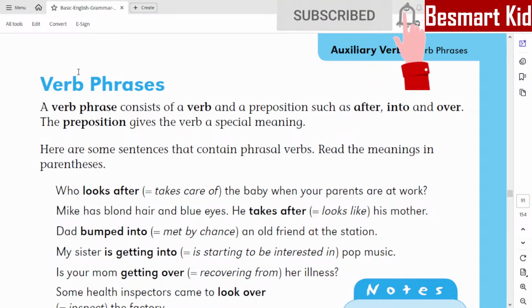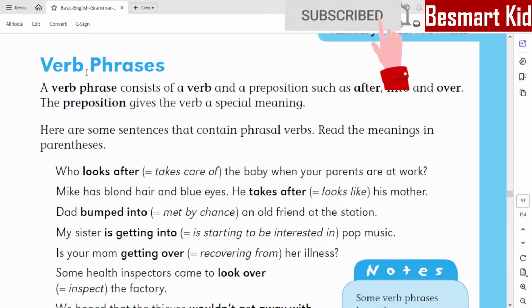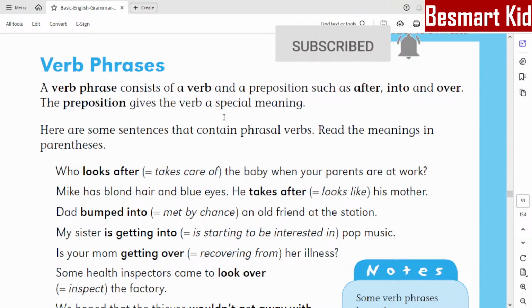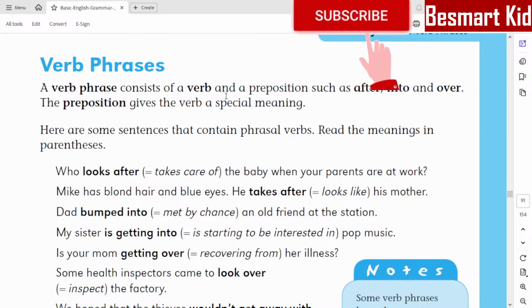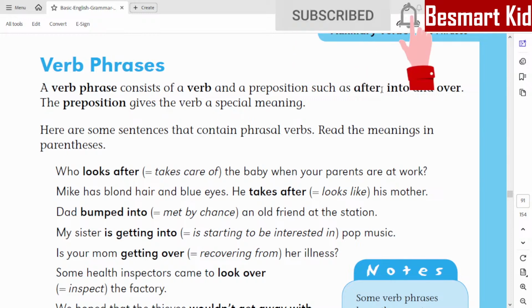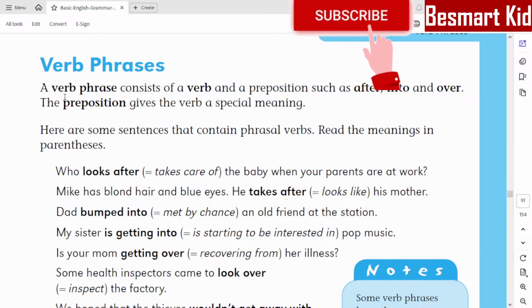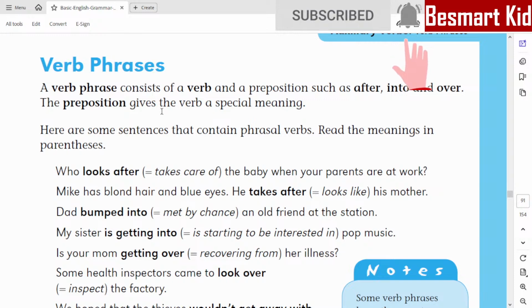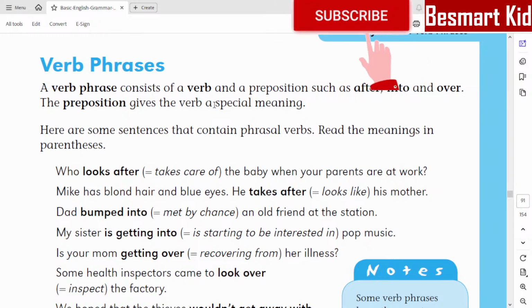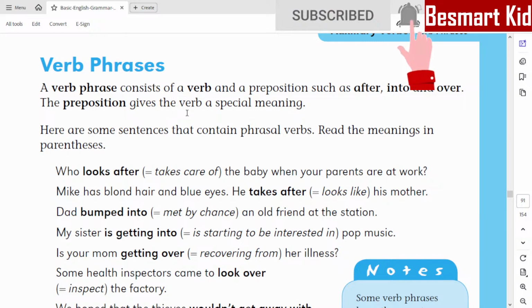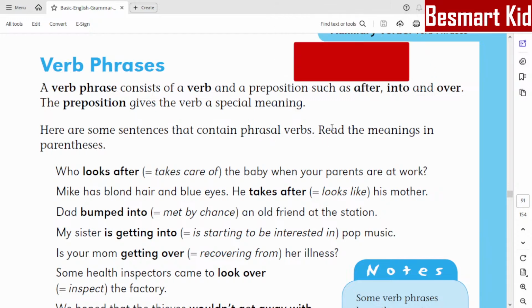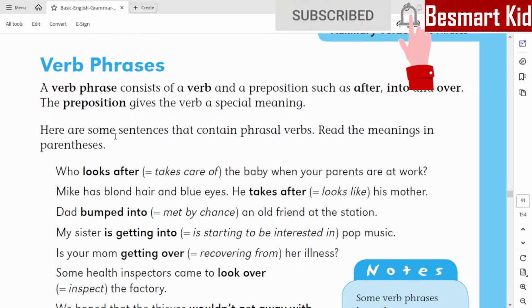Now we have verb phrases. A verb phrase consists of a verb and preposition such as after, into, and over. The preposition gives the verb a special meaning. Here are some sentences that contain phrasal verbs. Read the meanings in the parentheses.